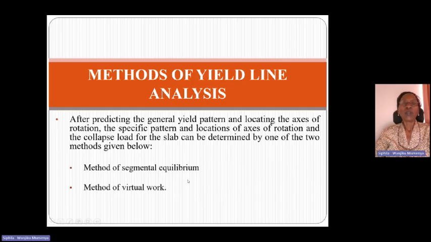After predicting the general yield pattern and locating the axis of rotation, the specific pattern and locations of axis of rotation and collapse load for the slab can be determined by one of the two methods below, either the method of segmental equilibrium or method of virtual work.